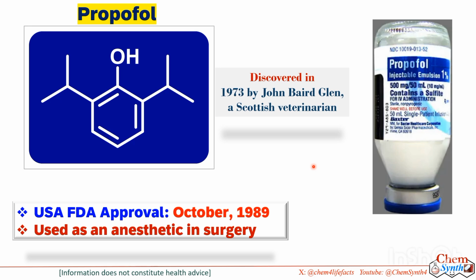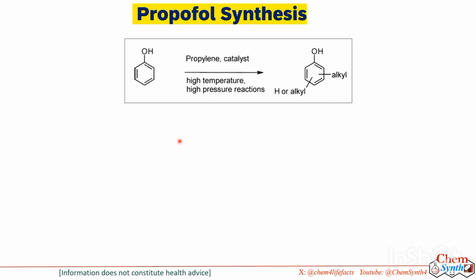There are several reports available. However, I will be discussing a particular report. As per the earlier reports, the molecule can be synthesized from phenol. The alkylation can be done by using propylene gas in presence of Lewis acid catalyst under high temperature and high pressure condition.